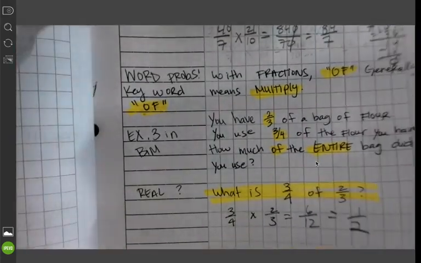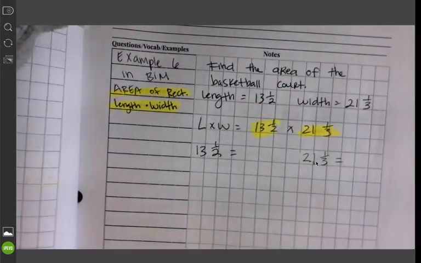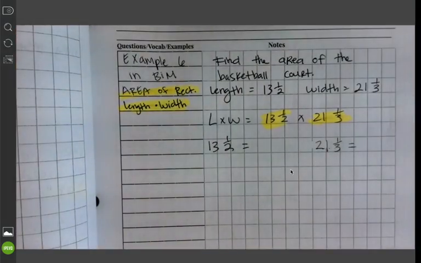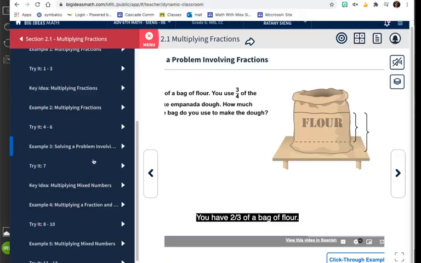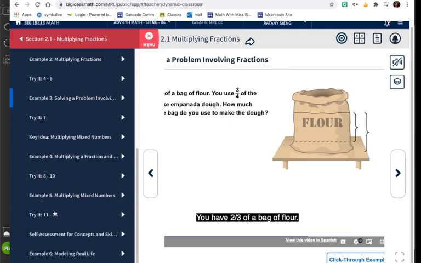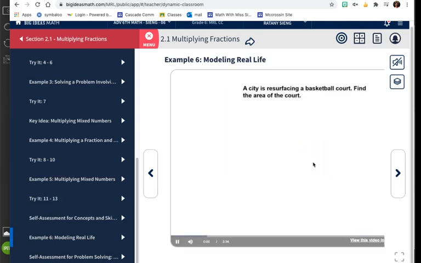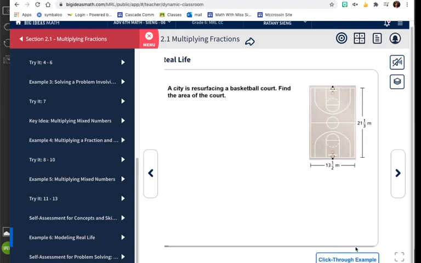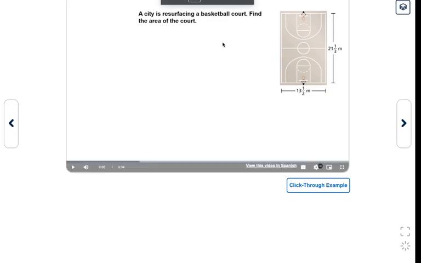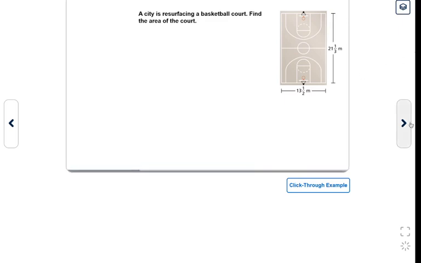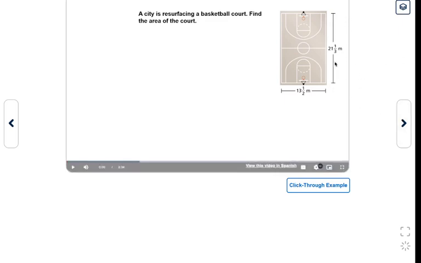Alright, let's do another word problem. Alright, we're going to do example 6 in Big Ideas Math. So, a city is resurfacing a basketball court. Find the area of the court. It gives us a length, 21 1/3, and it gives us a width, 13 1/2.